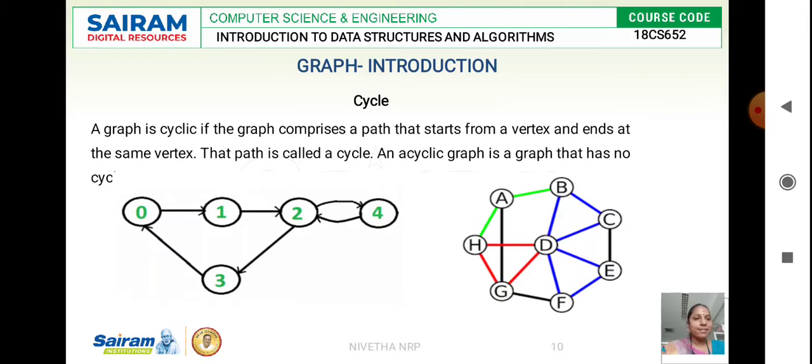We can have a cycle in both cases, in directed graphs and in undirected, bidirectional graphs. Both the cases we may have a cycle. So in the second diagram again we have a cycle. It starts with A, B, D, G, H, A or A, G, H, A. So you can start with a node and you can end with that node, which is creating a cycle. This is what a cycle in a graph is.